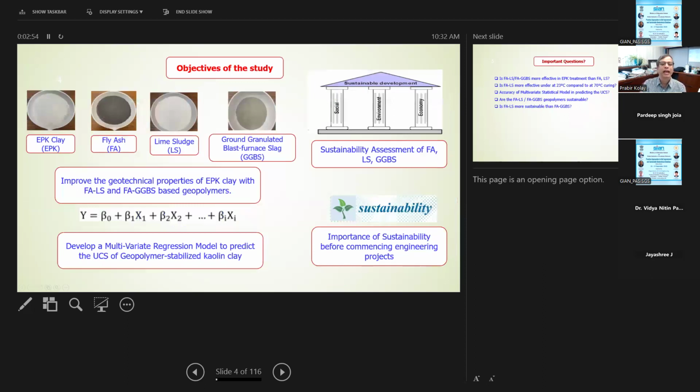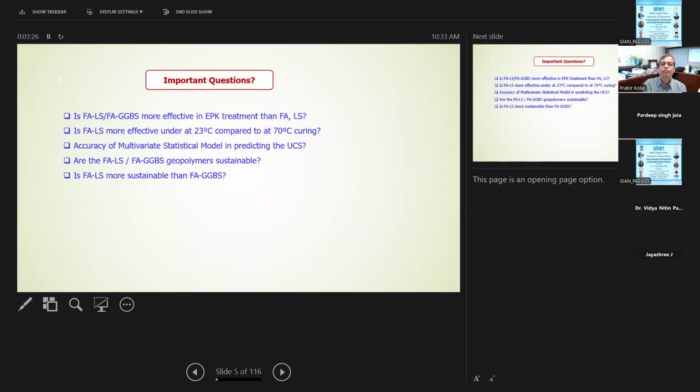So basically these are the experimental plans. We used EPK clay, a commercially available clay. And then we used fly ash, lime sludge, and GGBS in different combinations. Because this fly ash was class F, we used fly ash with lime sludge and fly ash with GGBS just to make it more pozzolanic. And then we did different geotechnical and physical property tests, structural analysis, and also sustainability analysis.